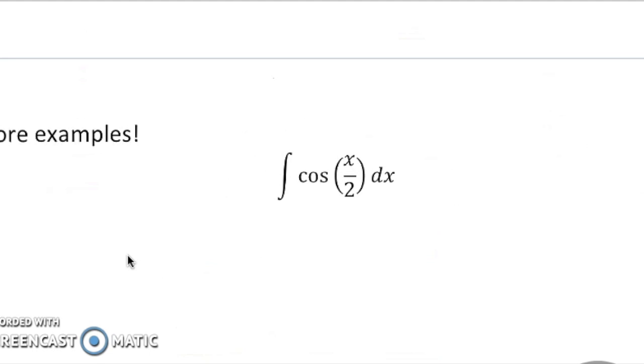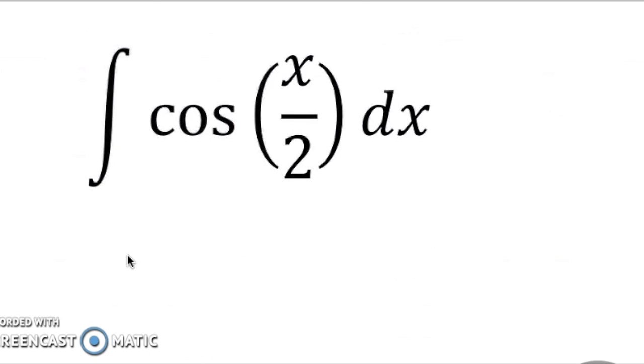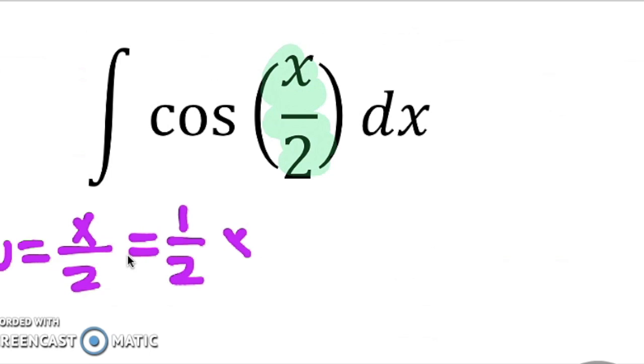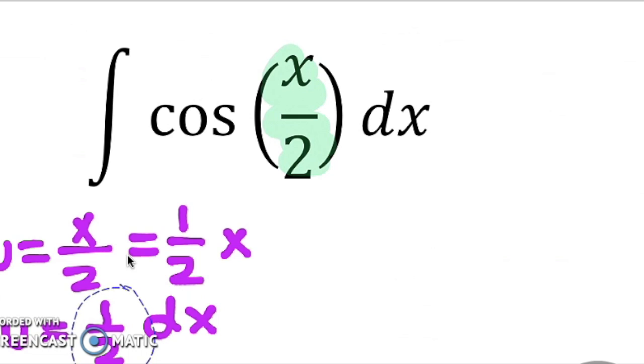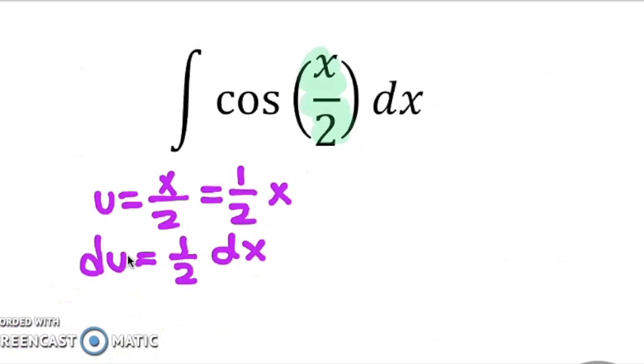Okay? So the next one we're going to look at is this one. The integral of cosine of x over 2 dx. So this is my innermost part, so I'm going to make that my u. And I'm going to always rewrite something like this as 1/2 x. So du here is just 1/2 dx. And I know that this is the correct u because this is just a constant. And remember there's an unwritten 1 right there, and that's just a constant. So I know my derivative is in there.